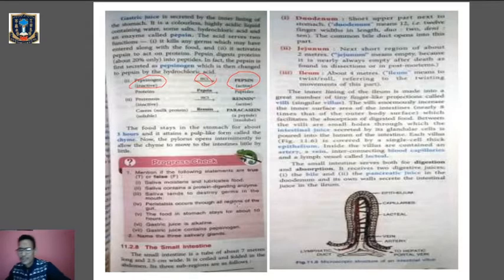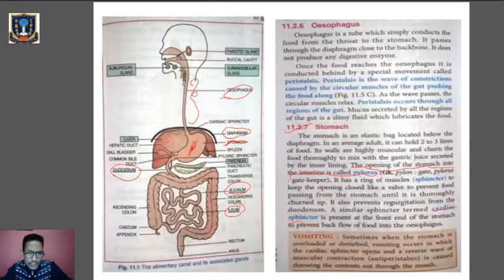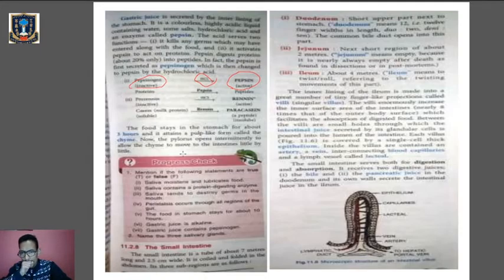Duodenum is the upper part next to the stomach. You can see the duodenum because it is close to the stomach part. Then we'll say that the common bile duct will open into this part. Then we have the jejunum, which is the next short region of about 2 meters, and it is said that jejunum means empty because it is nearly always empty after death, as found in dissections or in post-mortem. Then we have the ileum part, which measures about 4 meters, and ileum means to twist or roll, referring to the twisting movement of this part.